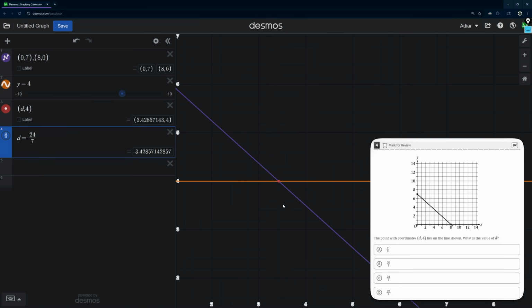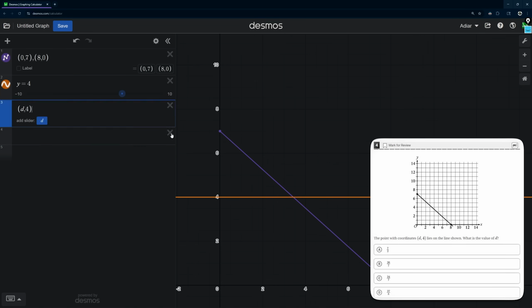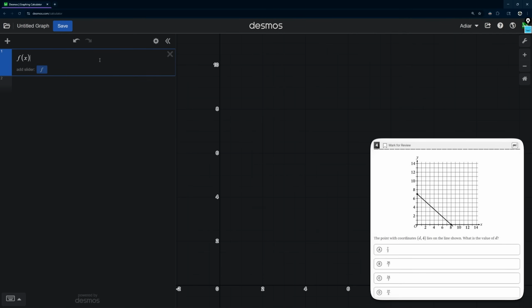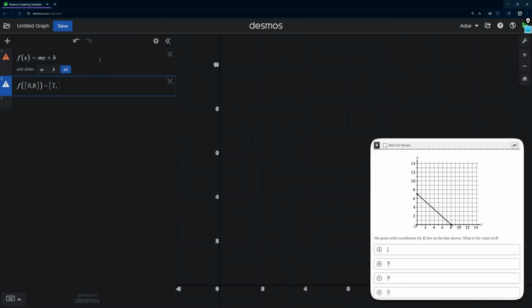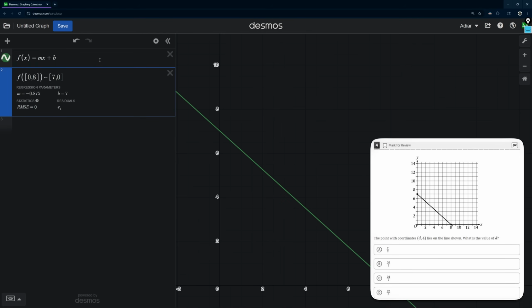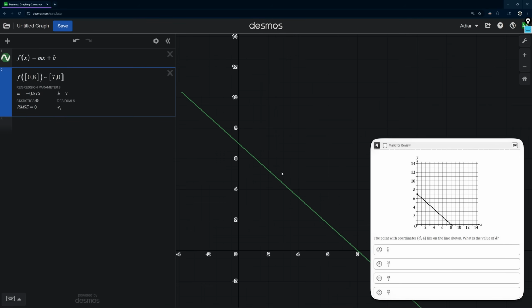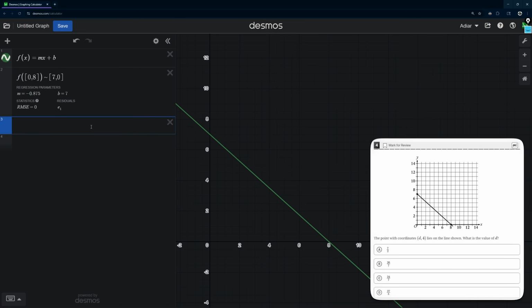If we wanted to do this with a better method, we can. So what we can do is we can say, okay, we have a line, f of x equals mx plus b. And we know that it goes through the 2 points, f of 0 is 7, and f of 8 is 0. So it goes through the points 0, 7, and 8, 0. So now we have this line right here. And then we can say f of d is equal to 4. And it tells us what d is.